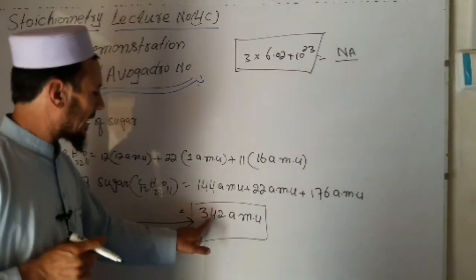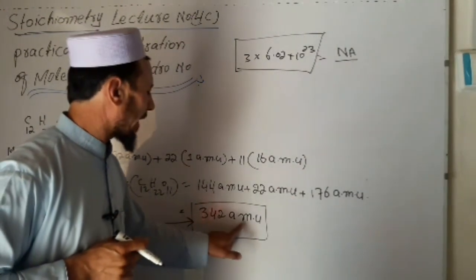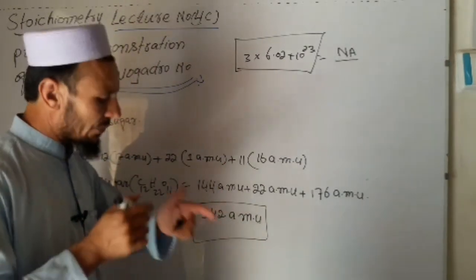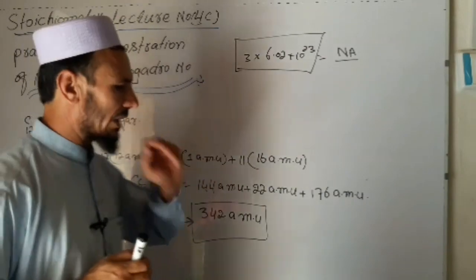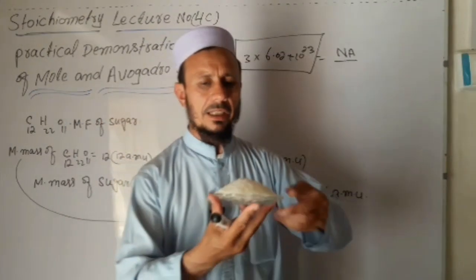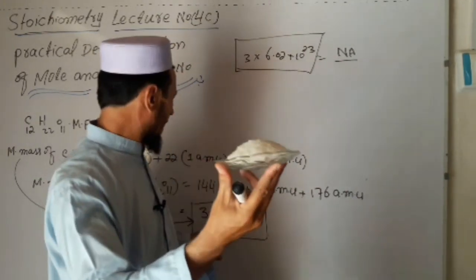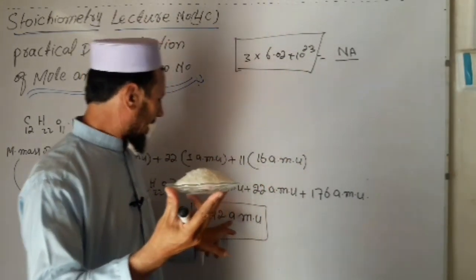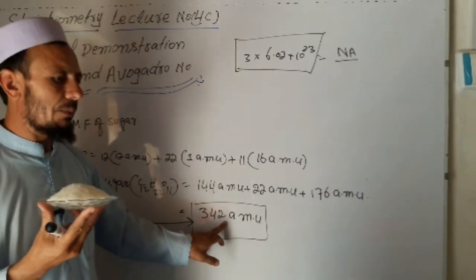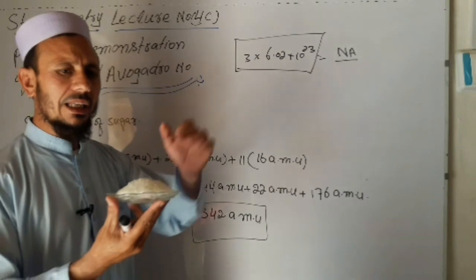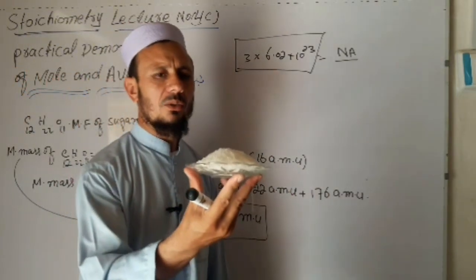Now when this 342 AMU is expressed in gram, then it will be called 1 mole, as you can see here. This is 342 gram of sugar, and this is the molecular mass of sugar. When this was converted into gram, then this amount is called 1 mole.